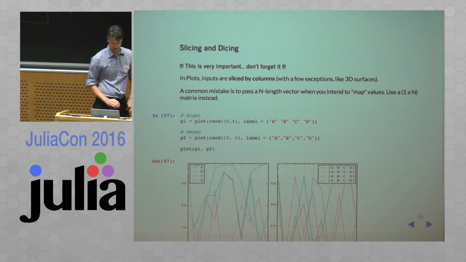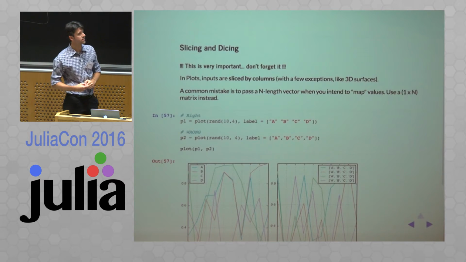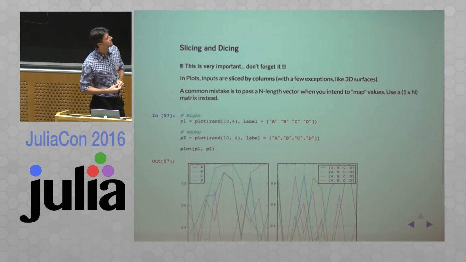And so you can see an example of right and wrong here. The label on the first one I've passed in as a matrix. I've got spaces between the A, B, C, D. And when I plot, that's on the left, you can see the A, B, C, D gets assigned, mapped, to each individual series.